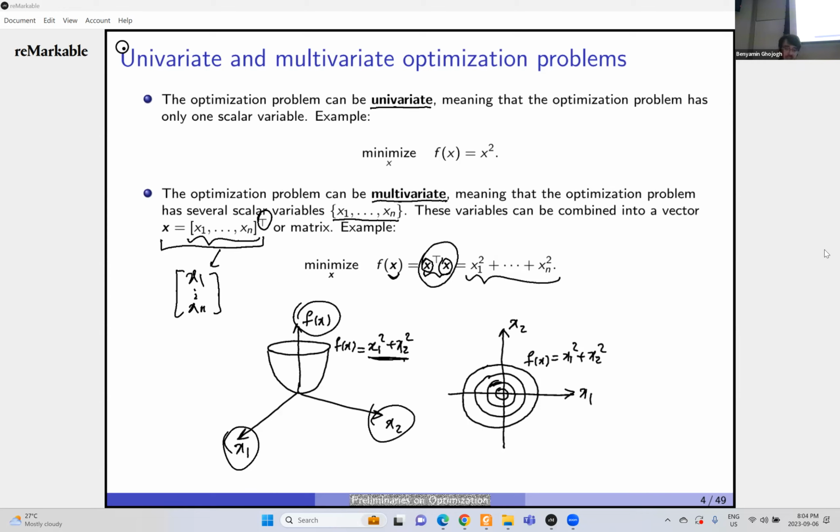Therefore, I can denote it in 3D, right? x1, x2 as input, and f of x as output. If you do that, then it becomes like a bowl. That's why they call it quadratic. It's a quadratic form. Quadratic form is like a bowl. If you look at it from above, from top, right, it will be like this. What are these? Every line here, it means that the cost value is the same. So along these lines, the cost is the same.